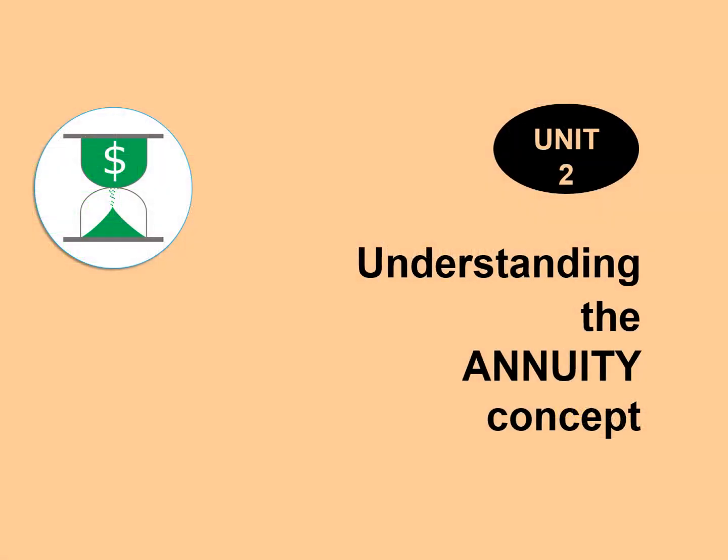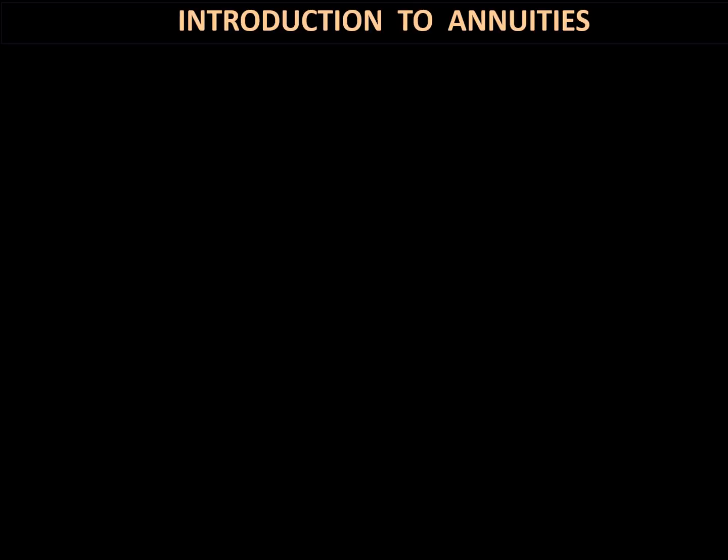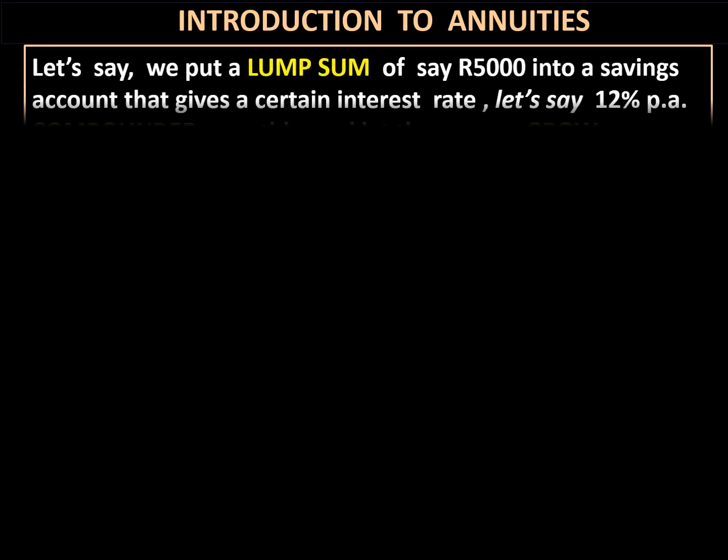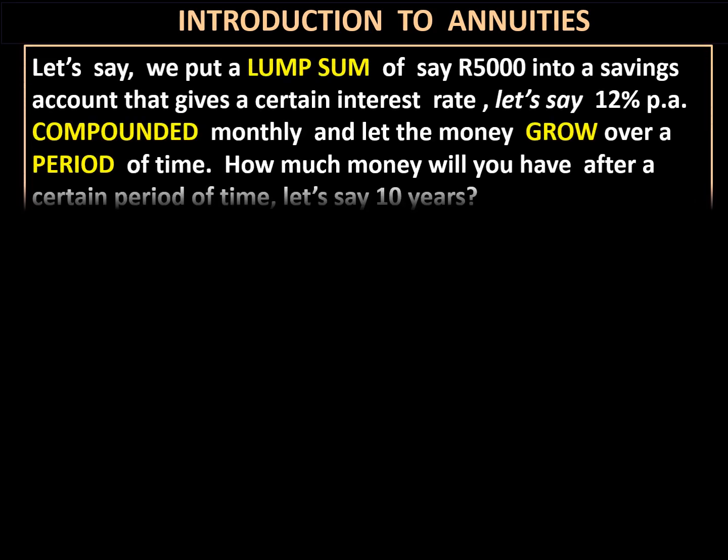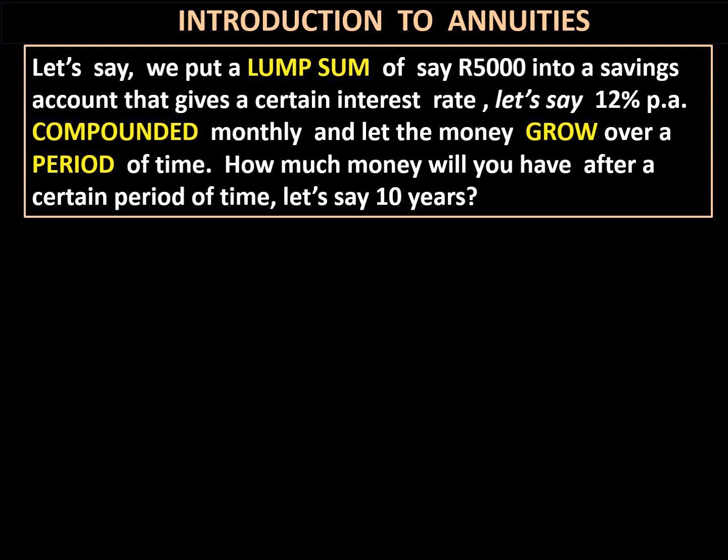Now we're going to look at the concept of an annuity. Let's say we put a lump sum of 5,000 Rand into a savings account. It yields interest at 12% per annum, and it's compounded monthly. And we let that money, in other words that 5,000, grow over a period of time. Then we can find out how much money you will have at the end of that 10 years. So that's just a once-off lump sum growing at 12% for 10 years.